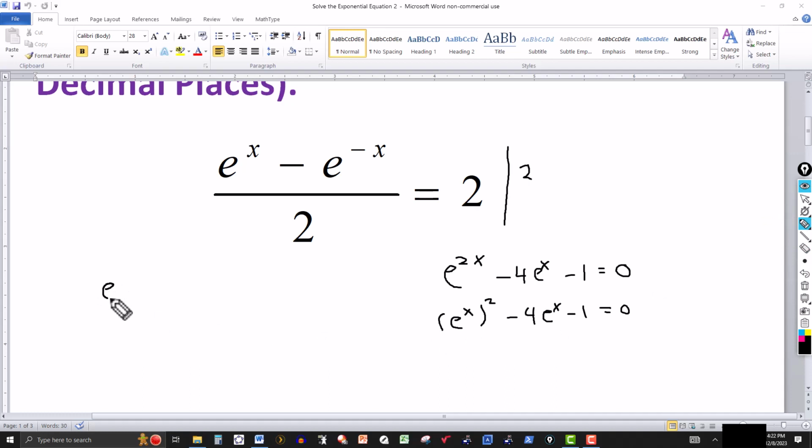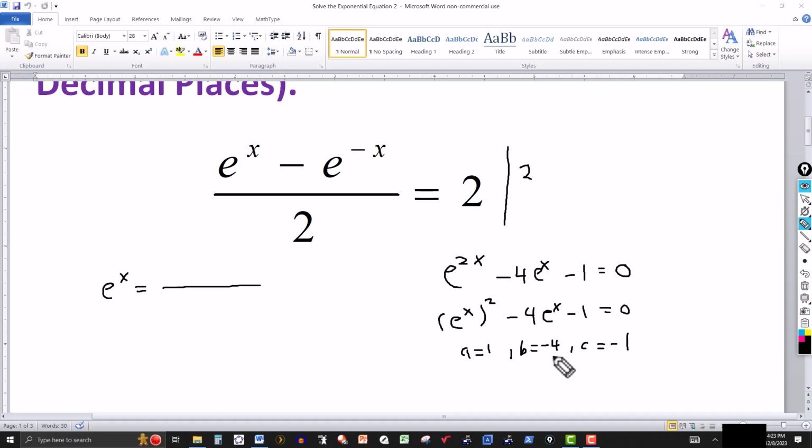So what we'll do then is say, okay, the variable is e to the x, so e to the x would equal. The coefficient here of e to the x is 1. So a would be 1. B would be negative 4. And your c would be negative 1. And then we just plug it into the formula. The quadratic formula states the variable you're solving for, in this case e to the x, and then eventually we'll solve for x.